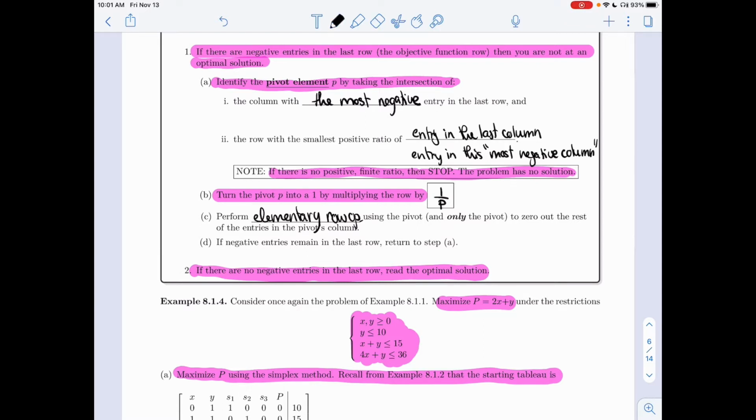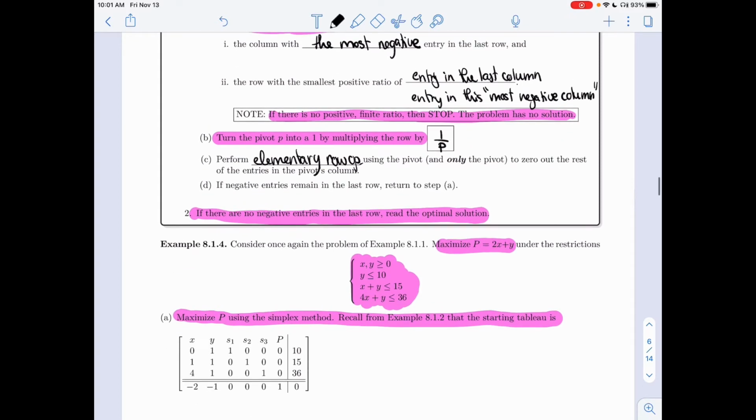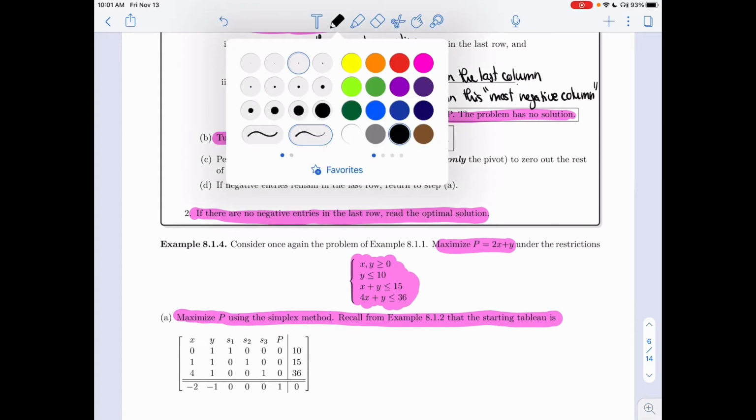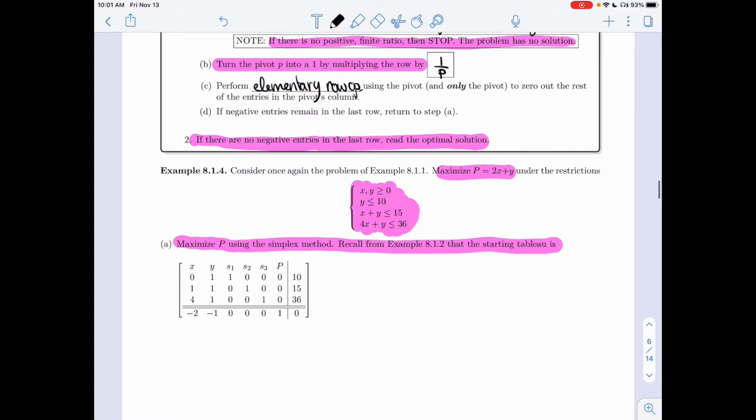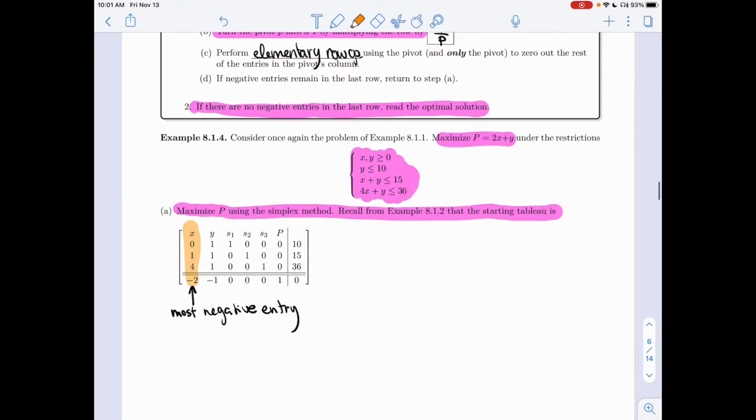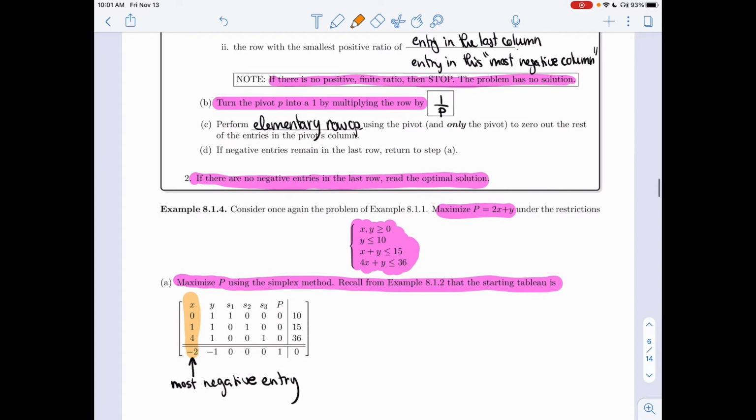So now I must identify the pivot. I'm going to look at the most negative entry. So most negative entry, that's the -2. So that's going to be one of the columns that we consider. And then we're going to look at the ratios for each of the rows.